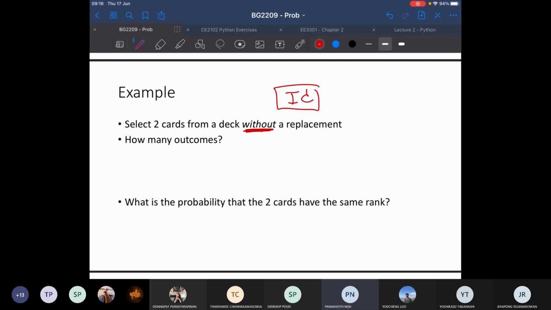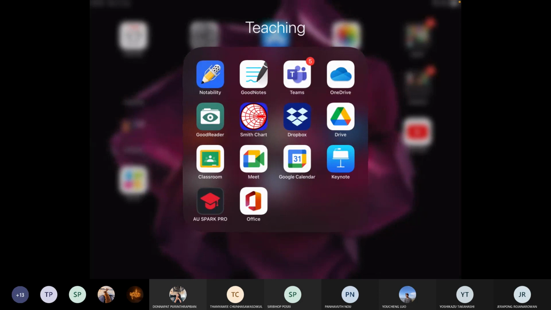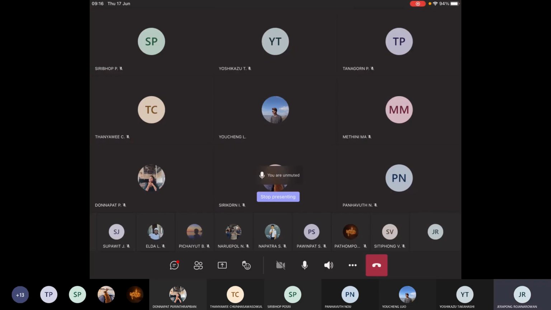Teacher, what does have the same rank mean? Like you got S and then you got S again, the same. Like up you got here king and you got king again. Yeah, that's the same rank. Okay, thank you.